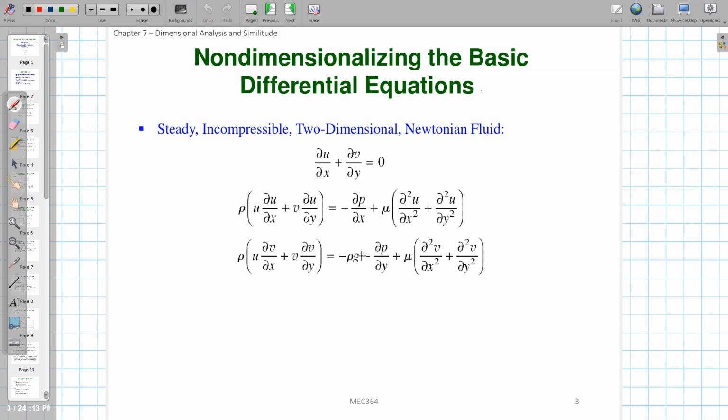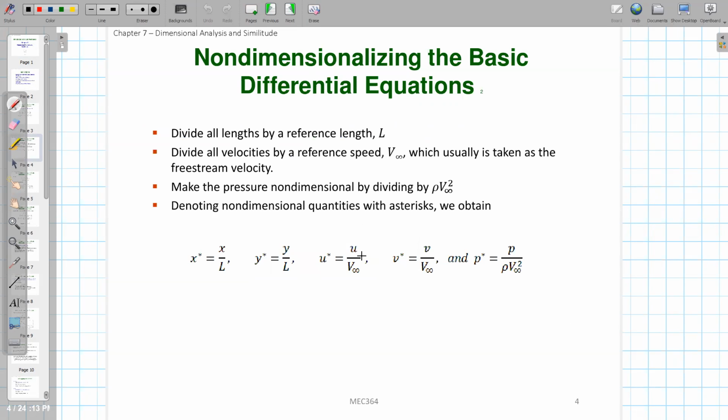How do we do that? We need to define several non-dimensional parameters. For example, for x and y, we know that their unit is length. So we can define new parameters called x star and y star, equal to the original x and y divided by a reference length L. This L is a constant, called the characteristic length or reference length.